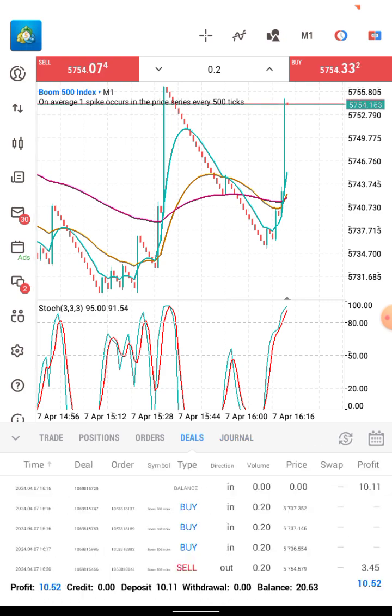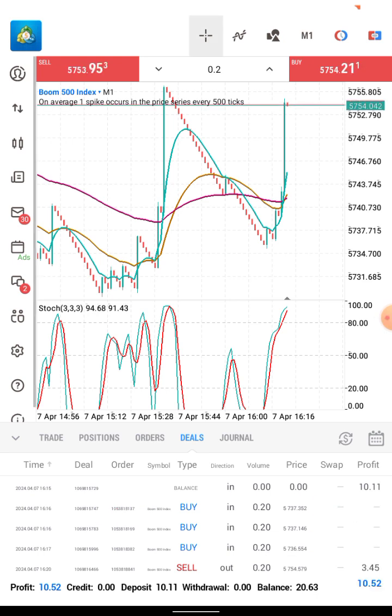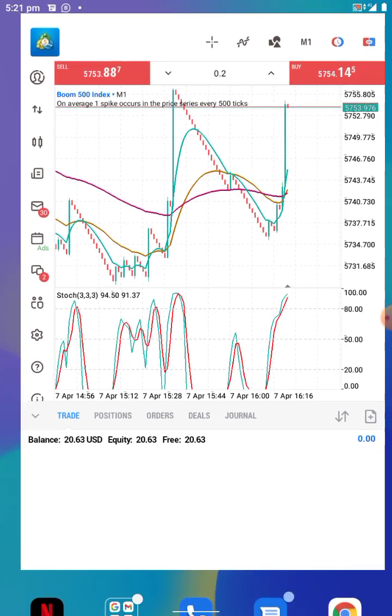Okay, can you see it here? Here is my balance. I deposited this. Can you see it? I deposited 10.11 cents. Understand? I transferred it, then I increased it now to 20. Let me show you my Deriv account so that you can see the remaining money there.